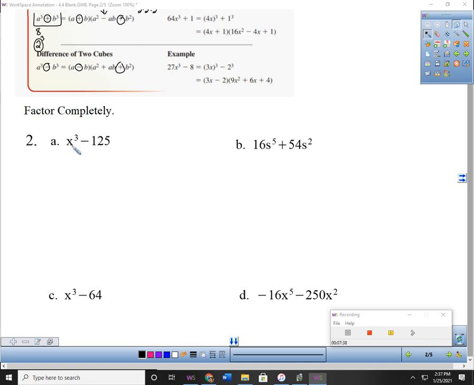All right, so first, I want to write these as perfect cubes. This one already has a cube, so I will just leave it as written. But I want to write 125 as a number to the third power. So how can I rewrite 125 using a cube? 5. It's 5 to the third. Now let's say you're not good at identifying that. Some of them are pretty easy to kind of pick out. You have a calculator for that, right?